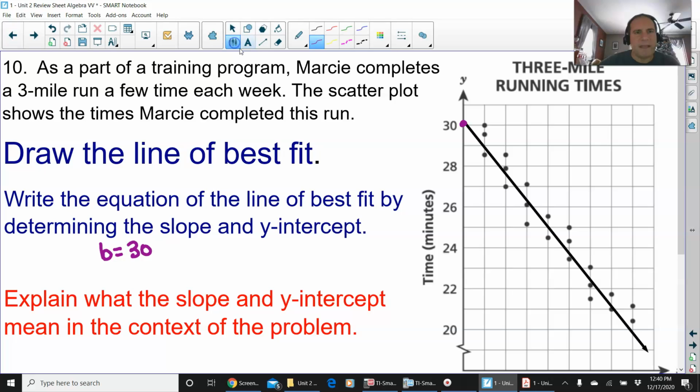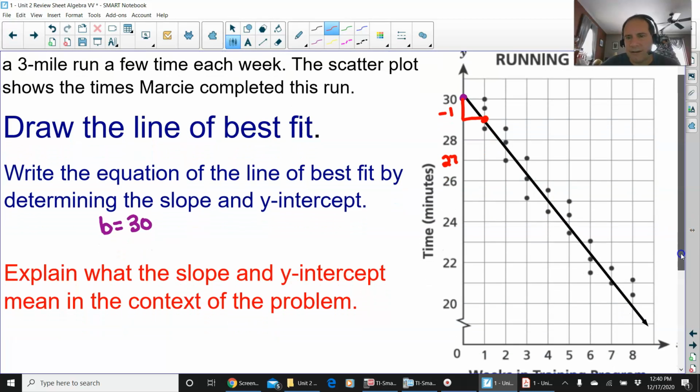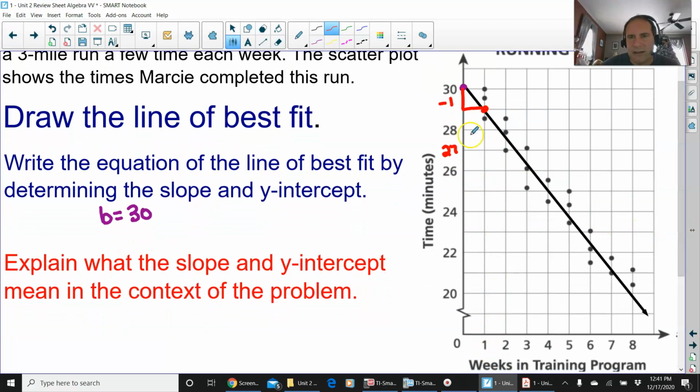Now we have to pick another point that we like on the line, and I think I'm going to pick this right here. It has to be on the line though, right? So I'm going to make my triangle, and I'm going to put -1. Yes, this is going by ones, even though there's 2. This is like 27, this is 29, that is 1, and so is this. So the rise over run is -1 over 1. So the slope is -1. And the b is 30.